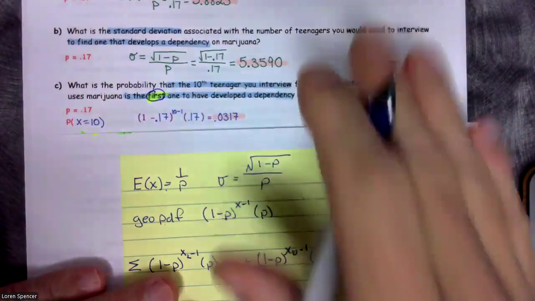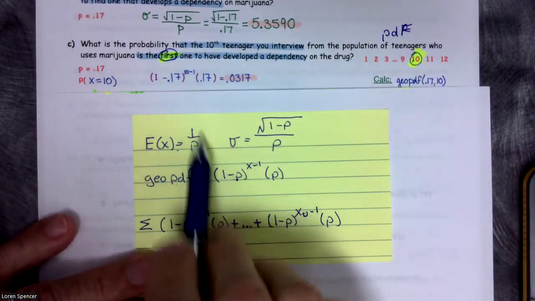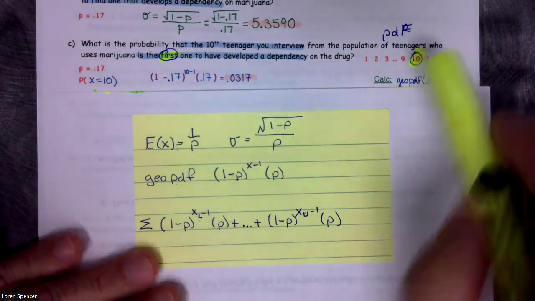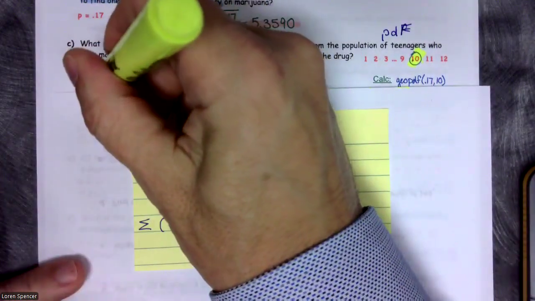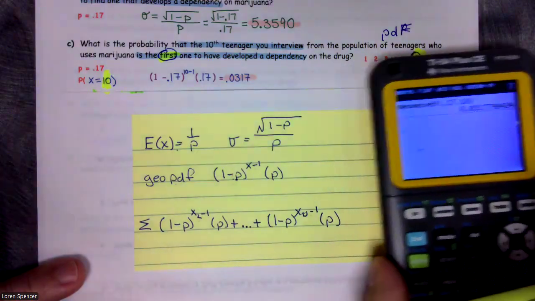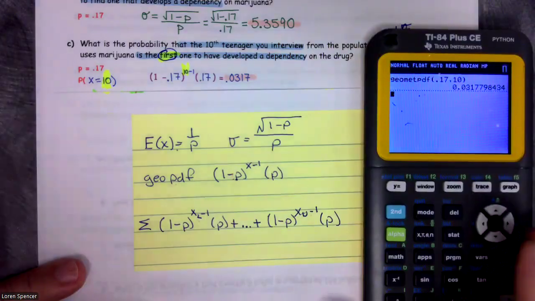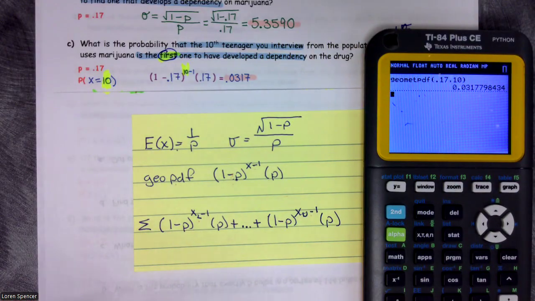So let's show our work. As I said, here's our formula. So 1 minus the 0.17. Now I've highlighted 10 over here. Guess what? That's what I plugged into the calculator right there. And this is that same 10 showing up right there. And that's our work shown.